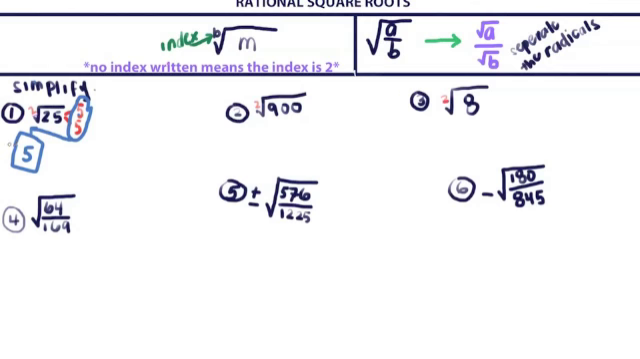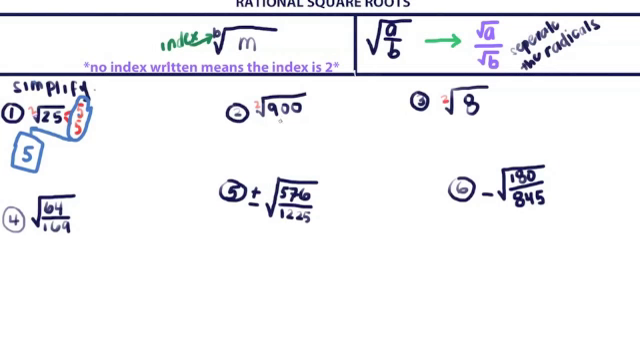Okay, so I know that's a little weird concept, the leaving the house thing. For every circle group that you have, you can only take one of those numbers out. And then if there are any leftovers that are not circled, you multiply them together, and then you just leave them inside the radical.